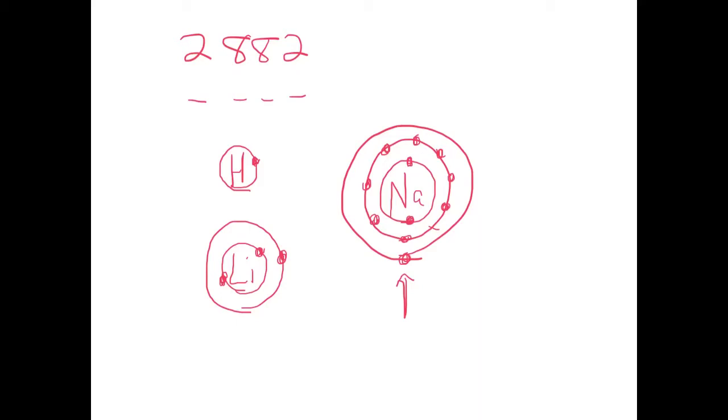Again, in the past you follow that 2-8-8 rule. That gets you up to the first 20 elements, and then it gets a little bit different. We'll deal with that a little bit more. But most importantly, what I want you to recognize is that each of these elements has what we call an outermost electron. Hydrogen has one, lithium has one, and sodium has one. And those outermost electrons are called valence electrons.